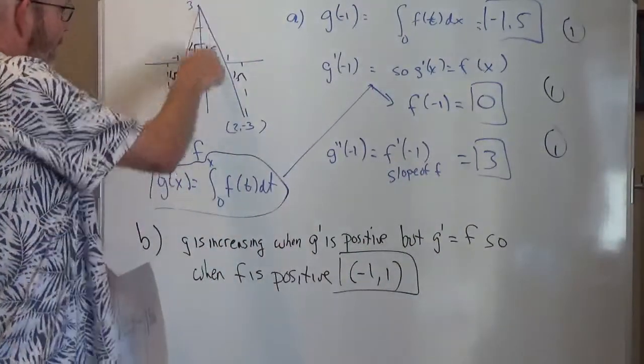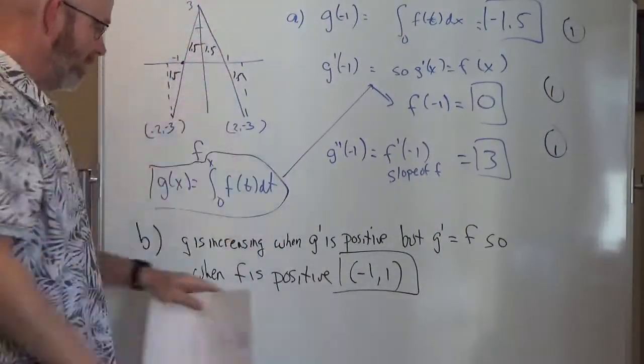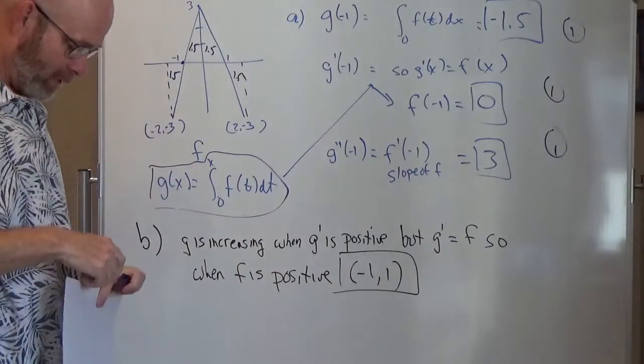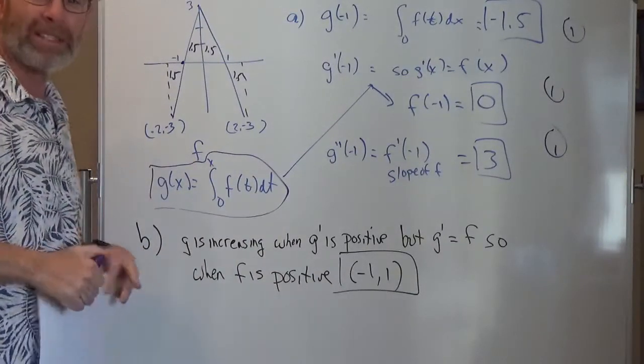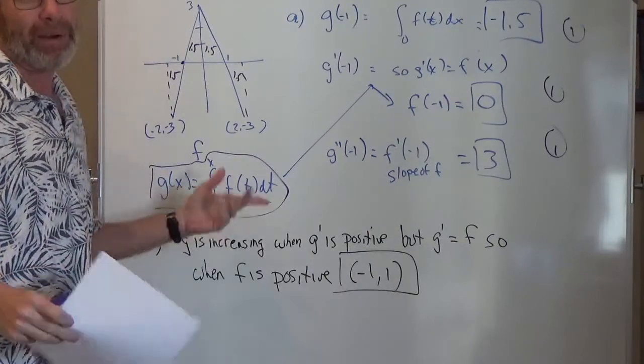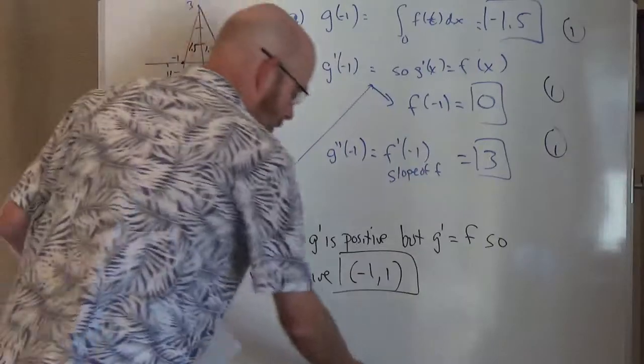So I look up here, f is positive, right, from here to here. So it's positive from negative 1 to 1. I'm going to need that when I draw the picture. So I think the important step here was knowing that the derivative of this was that, right? Without that, I'm going to have a little bit of a problem.